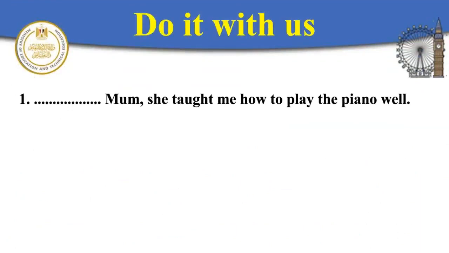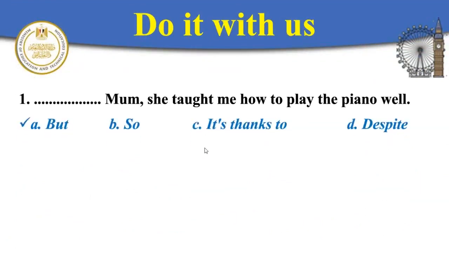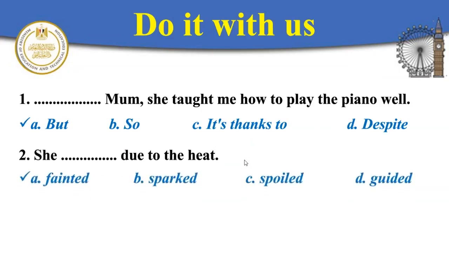Let's see here, do it with us. Mom taught me how to play piano well. So here, it is thanks to, despite. Of course, here I want, she taught me. So it's thanks to Mom. She fainted due to the heat. What happened? Due to the heat. So what happened with the heat? She fainted, she fell down because of the heat.